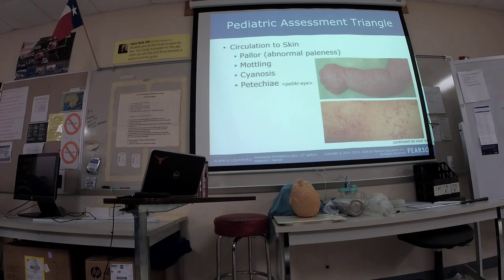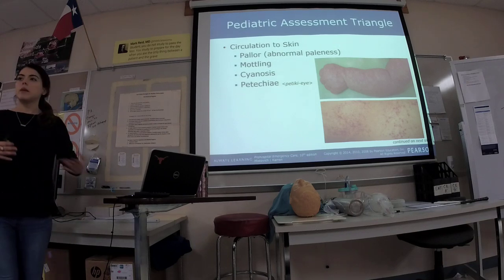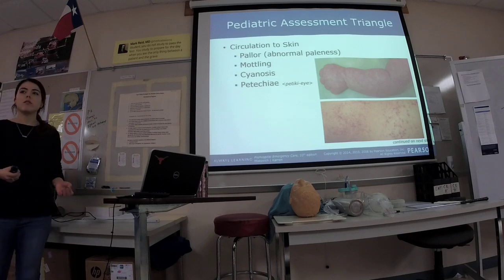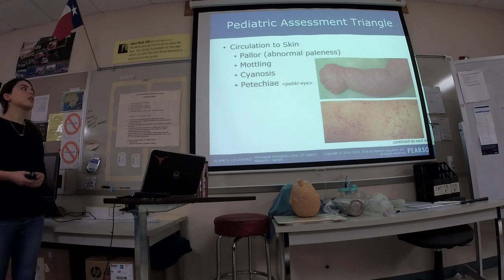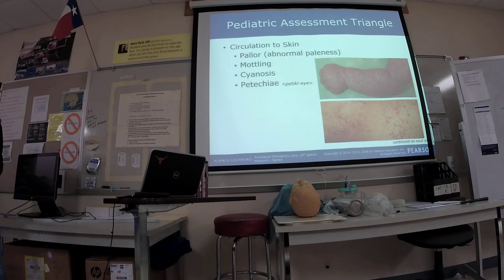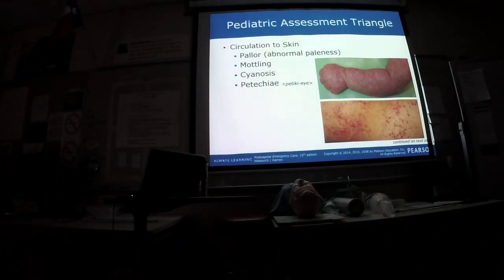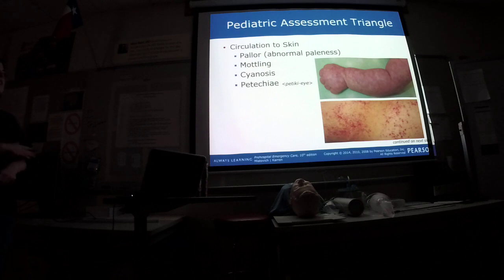So with circulation to the skin, pallor is just paleness. This is a very good indication of whether or not they're getting enough oxygen circulating through their blood. Mottling is this. I'll just turn the lights down so you can see it. Mottling is pretty much going to be like these little splotches of pink. Sometimes it can be purple depending on their oxygen saturation.